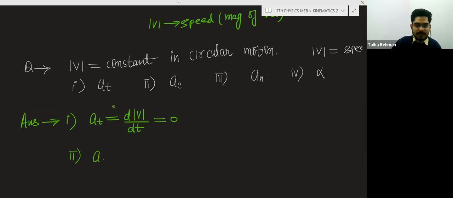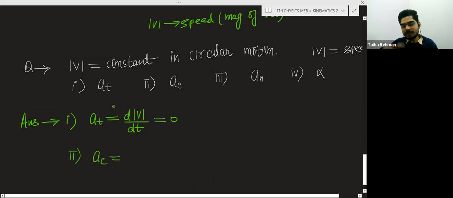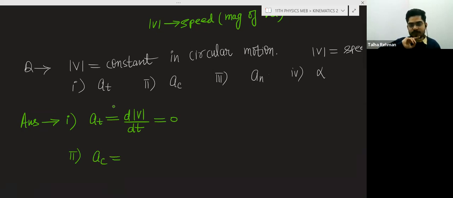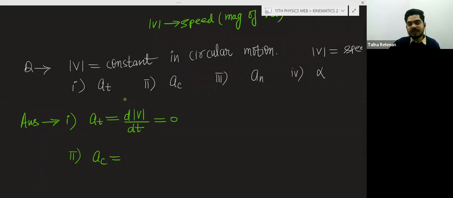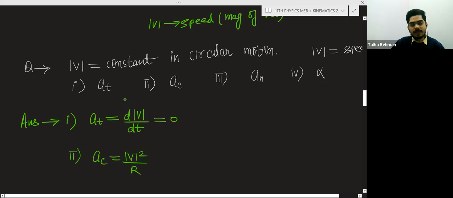Now centripetal acceleration. What is the cause of the centripetal acceleration? Change in the direction. If the body is moving in a circular motion, direction will always change, so there will be centripetal acceleration. That centripetal acceleration is given by speed square divided by r. Speed is constant, so this value will be constant. Radius of the circle will be constant.